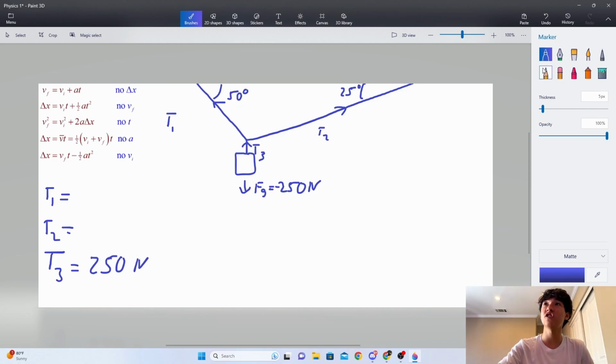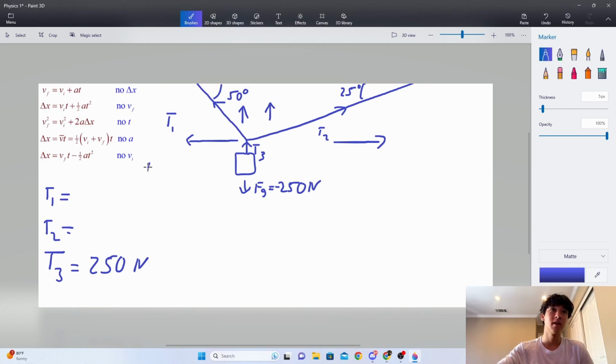Now, tension 1 and 2 are definitely a little bit harder, I'm sorry to say. So how are we going to go about these portions? Well, we discussed in the last problem that there are x and y components. So this is very simple. This 25 is adjacent to x. This 50 is adjacent to x, but they're opposite of the y values.